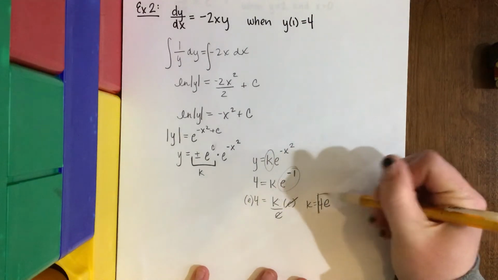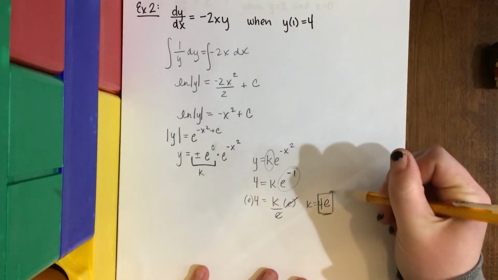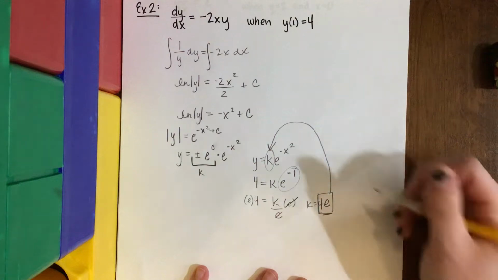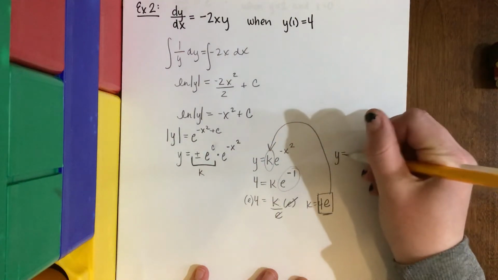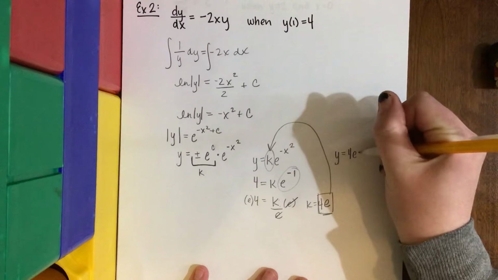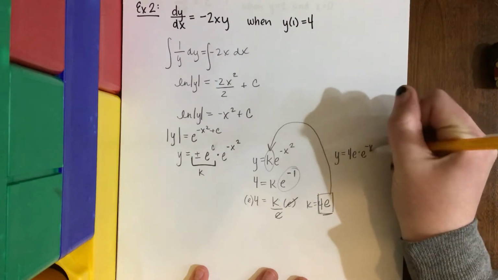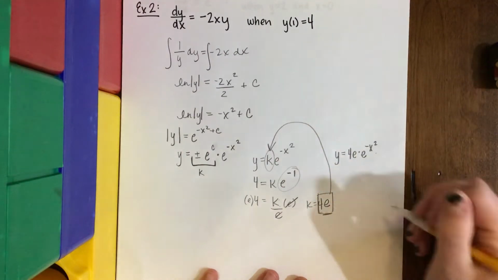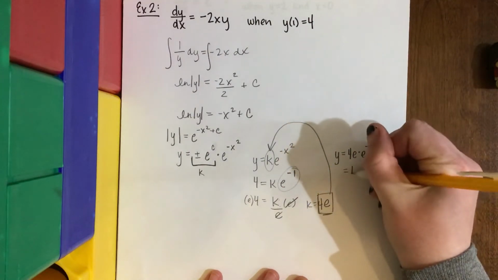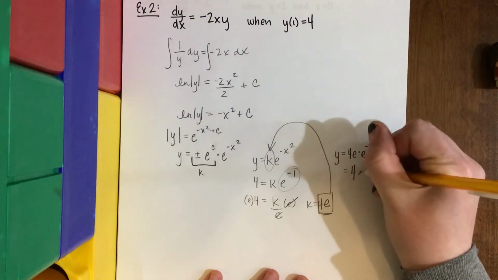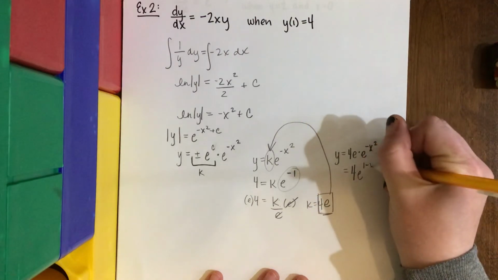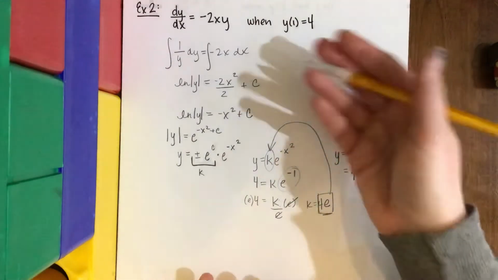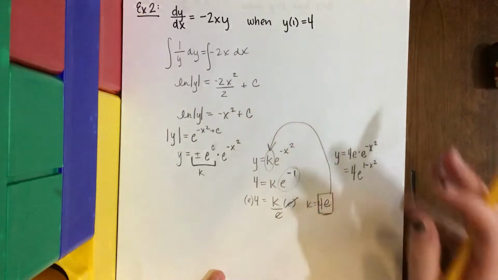So now I have k, and so I'm just going to take this k equals 4e, and plug it right back in there. So my final answer is going to be y equals 4e times e to the negative x squared. And I can rewrite this if I want as 4e to the 1 minus x squared. Either one is okay. But that is the solution to this differential equation with this initial condition.